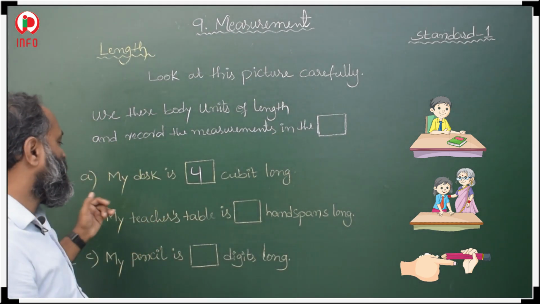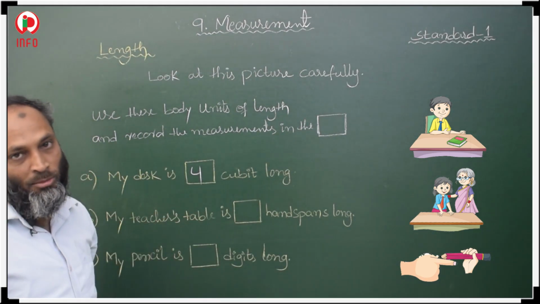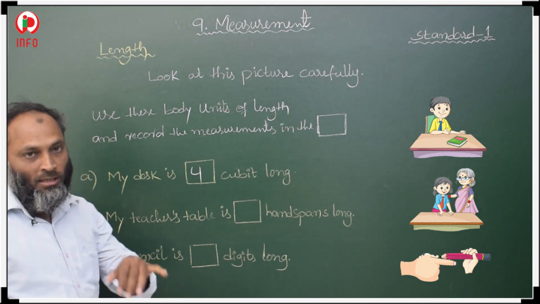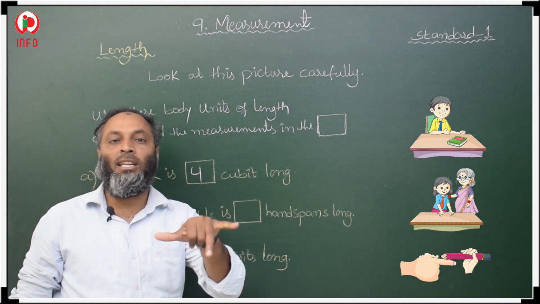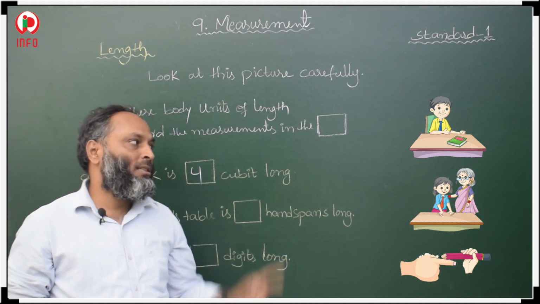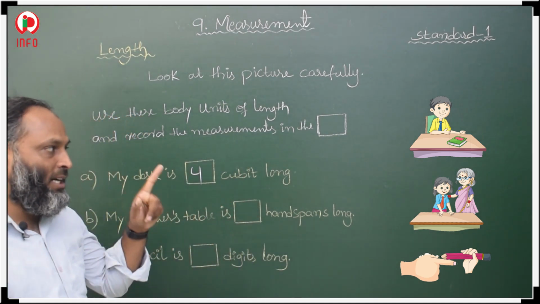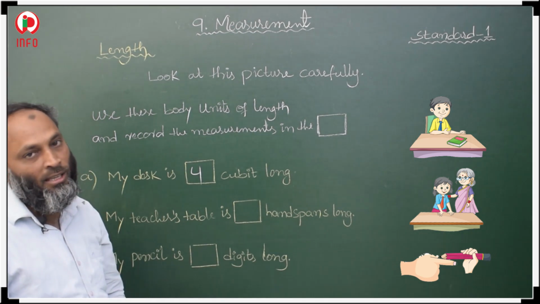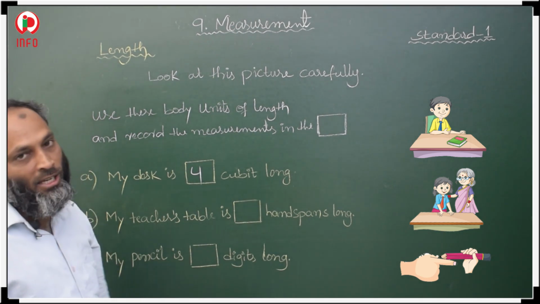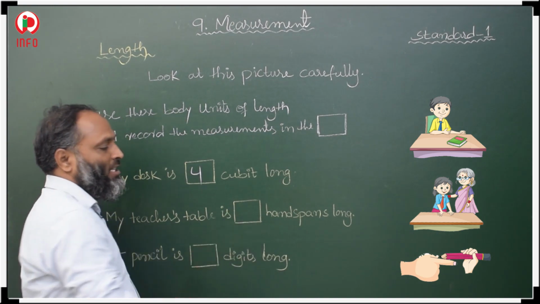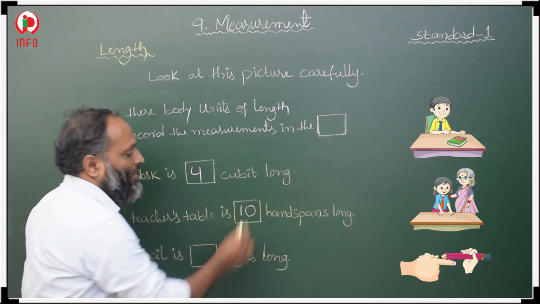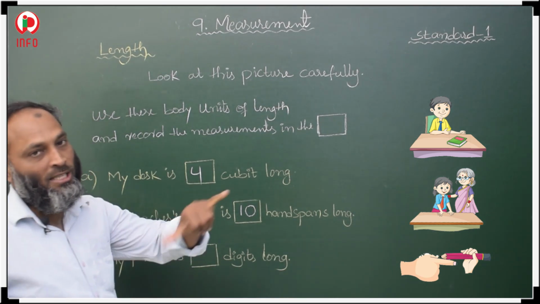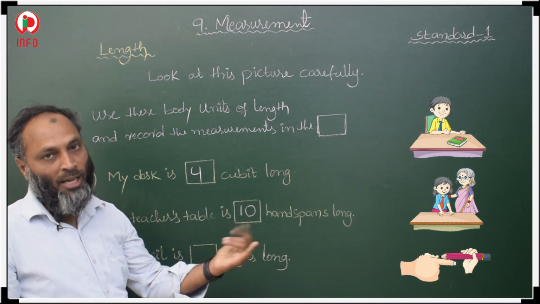So here teacher's desk, here teacher's table. So measure your teacher's table with hand span. What is the length of your teacher's table? This question is based on your second picture, your teacher's table length. So how many hand spans? Nearly it is 8 to 9 hand spans or 10 hand spans. So 10 hand spans. Your hand is so small, no? So it is approximately 10 hand spans. Approximate.